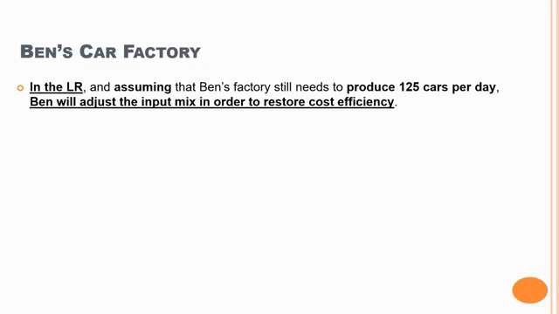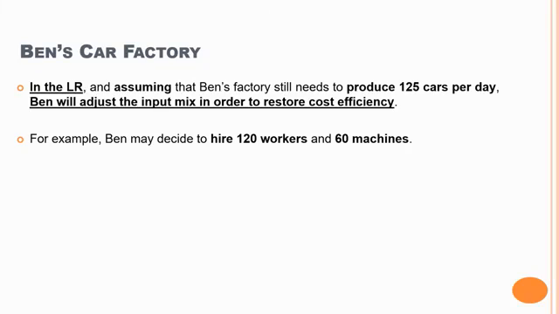Okay, in the long run, and assuming that Ben's factory still needs to produce 125 cars per day, what do you think Ben is going to do? In the long run, he has the ability to adjust the quantity of labor and the quantity of capital, and as you can imagine, because in the short run he is stuck in a situation where capital is overutilized, where he doesn't have enough machines relatively to the number of workers that he has, in the long run, he's going to purchase more machines to increase the capital intensity to make it back up to 1/2. More machines. For example, Ben may decide to hire 120 workers and 60 machines.